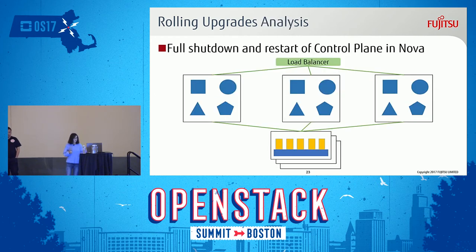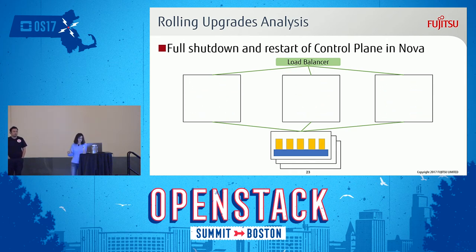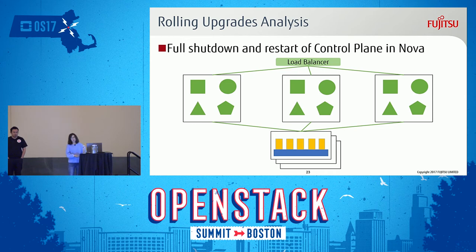Some explanation of why we encountered so much downtime in Nova is that for now, Nova's rolling upgrades still require a full shutdown and restart of the controller plane in Nova. For example, if we are running an old release of Nova, while trying to upgrade it, we need to bring down all the controller plane services, upgrade the database, reconfigure the configuration files, and then bring up the new release.